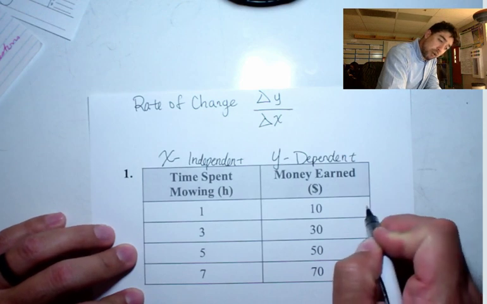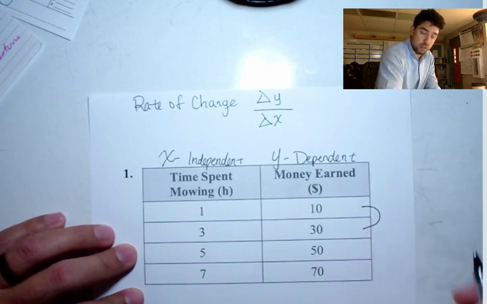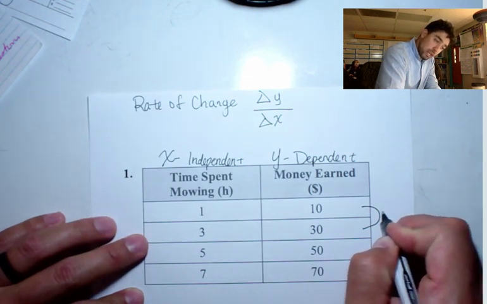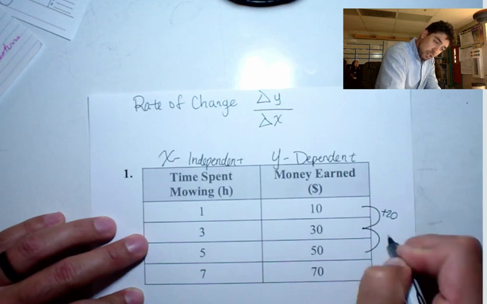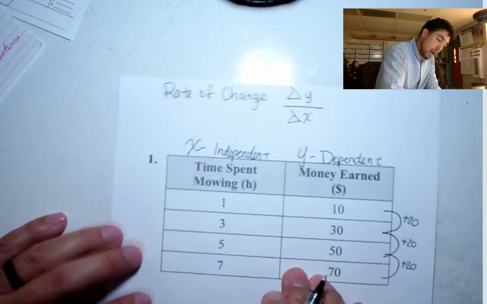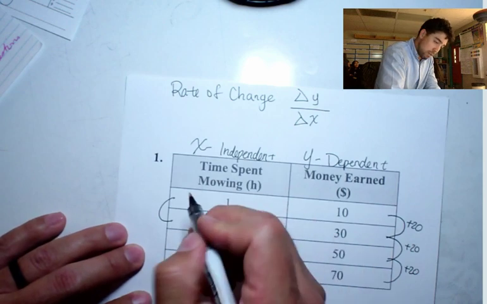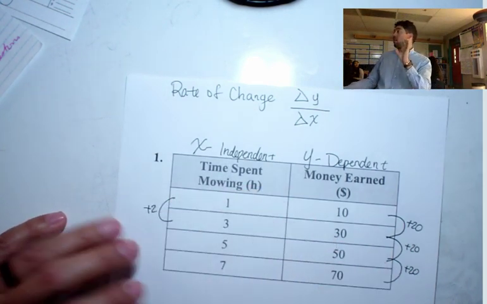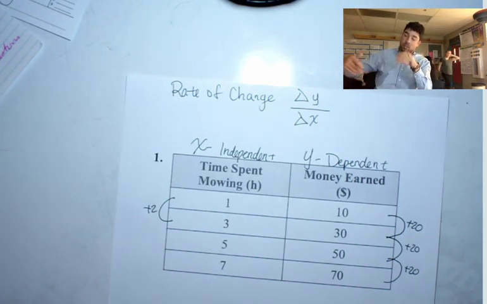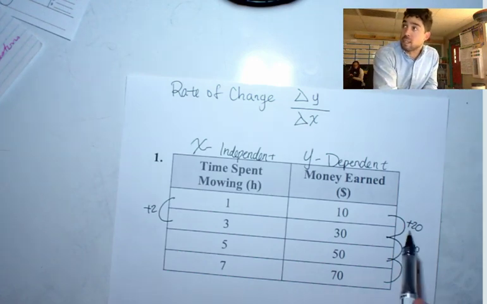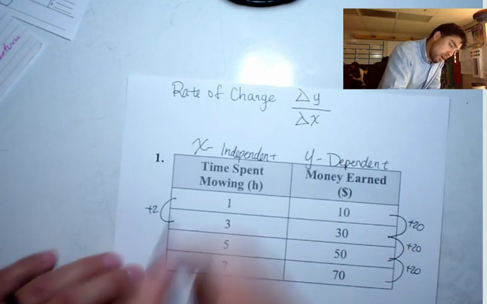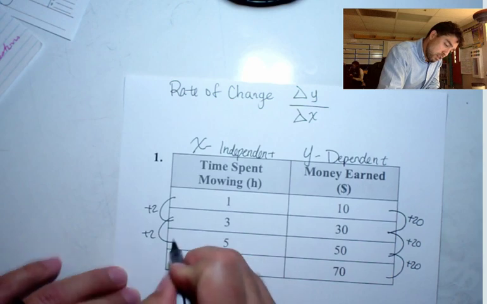How much is this changing by going from 10 to 30? Plus 20. How much is it changing by from 30 to 50? Plus 20. How much is it changing by here? Plus 20. And then for the time spent mowing, how much is this changing by? Plus 2, right? Notice how I'm putting the plus 2 or the plus 20, because some problems that you're going to get are going to be going backwards. So instead of adding, they're going to be subtracting, and that's going to make your rate of change into a negative rate of change, right? So here, plus 2, 5 to 7, plus 2.